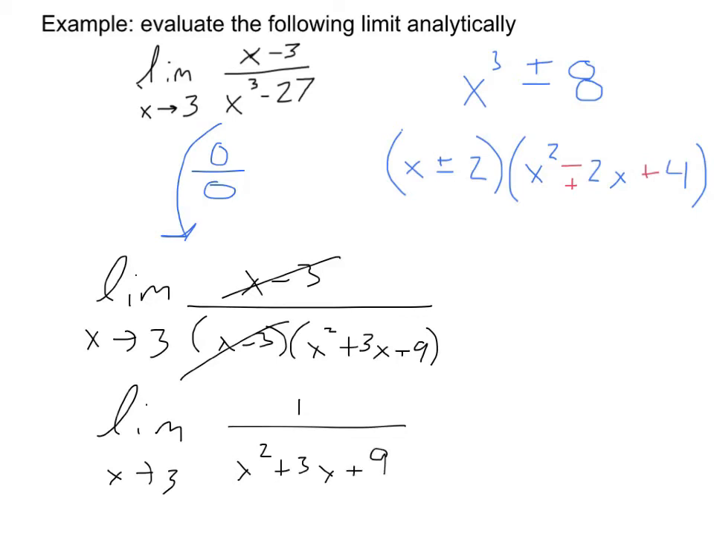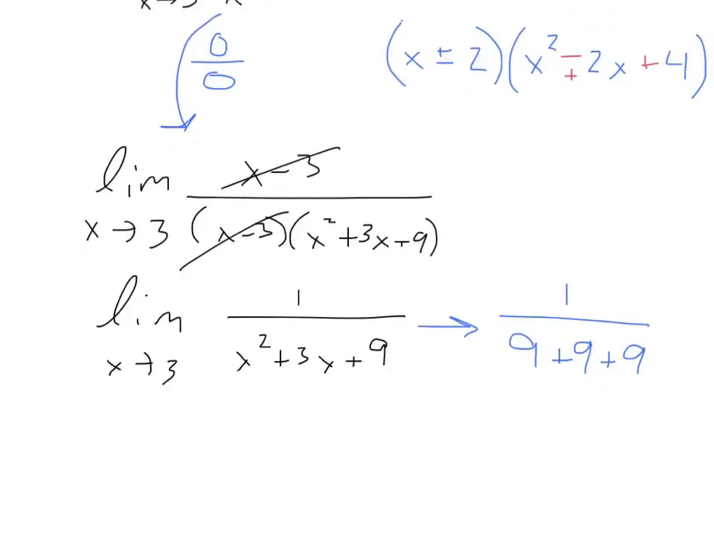Now, and this is the important part, this is basically a new limit, right? And how do we approach all limit problems? We attempt to evaluate the expression for the value of x. So what happens when I attempt to plug in that 3? Well, now I end up with 1 over 9 plus 9 plus 9. In other words, I end up with 1 over 27.